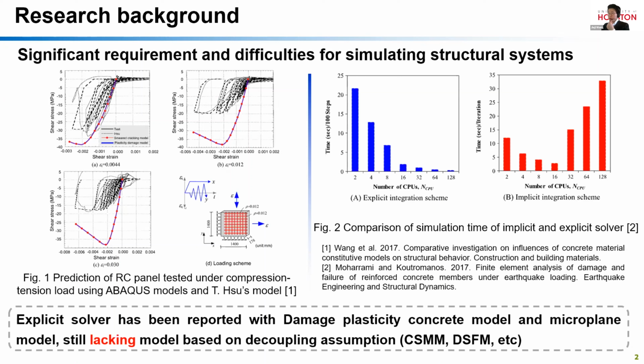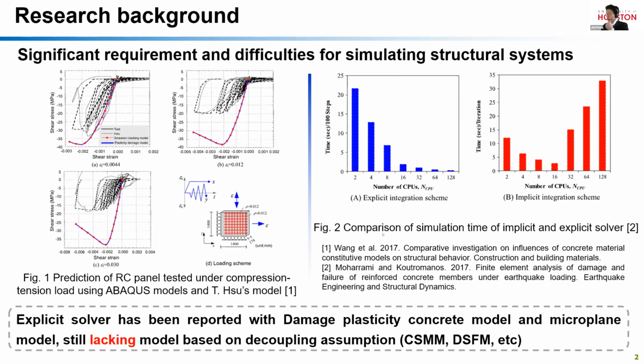For example, the figure to the left shows the comparison of an RC panel test under biaxial compression-tension load. As shown in figure 1, the ABAQUS concrete models, which are named the concrete damage plasticity model and the ABAQUS smeared cracking model, both notably underestimate the capacity and stiffness of this RC panel compared to the test results.